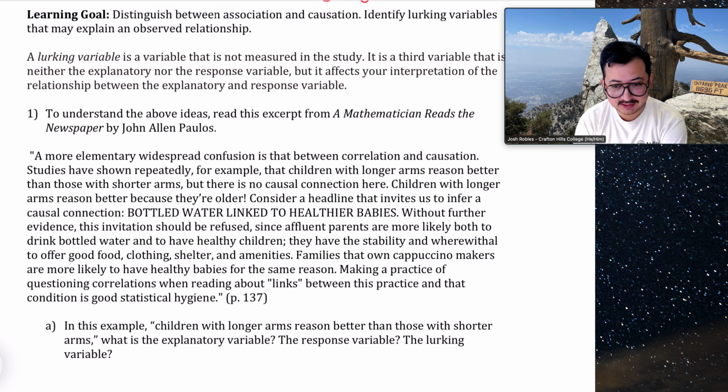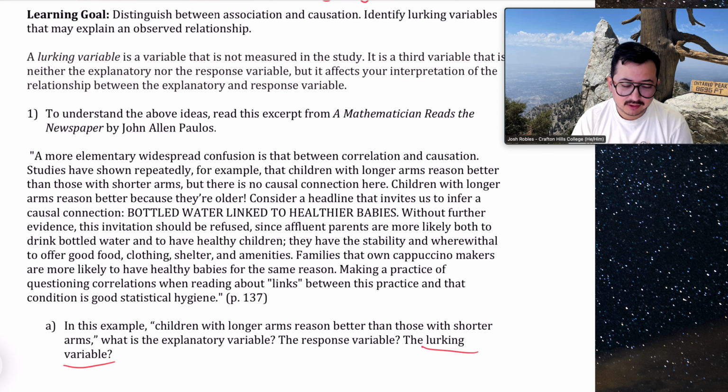And then the next one gives a similar example that shows how silly this could be. Families that own cappuccino makers are more likely to have healthy babies for the same reason. Making a practice of questioning correlations when reading about links between this practice and that condition is good statistical hygiene. Statistical hygiene is a phrase that was made up by this person here, but you don't need to know that long term. But so there's lots of reasons that background variables, which are going to be called lurking variables, might actually be an explanation for why that pattern exists.